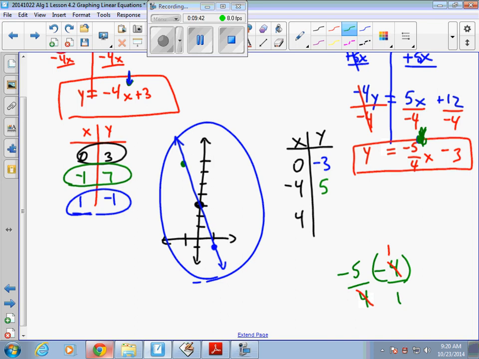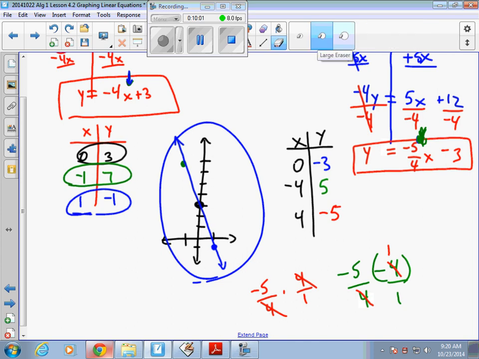And when you plug it in one more time, but this time with a positive 4, you have negative 5 over 4 times 4 in place of x, or 4 over 1. Again, this cancels out, and it leaves you with negative 5 times 1, which is negative 5 over 1. So even though our numbers are slightly bigger than they would have been by using 4 and -4, we have integers. We don't have fractions that we have to deal with.